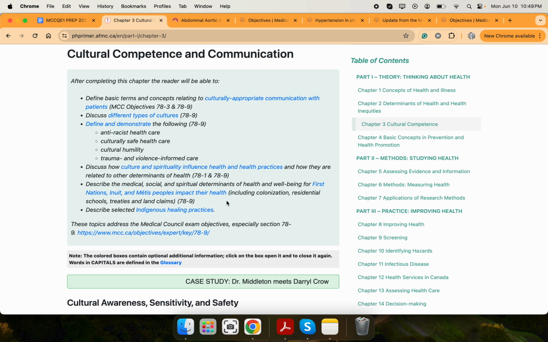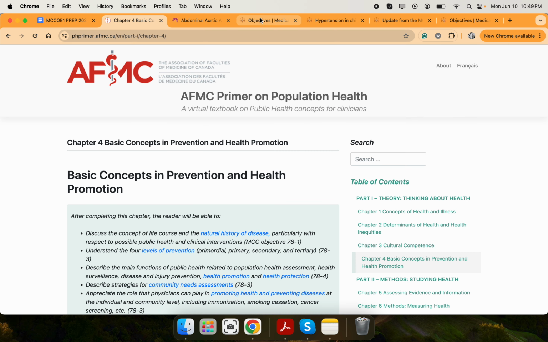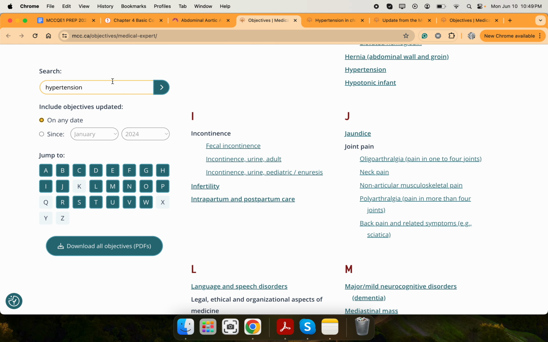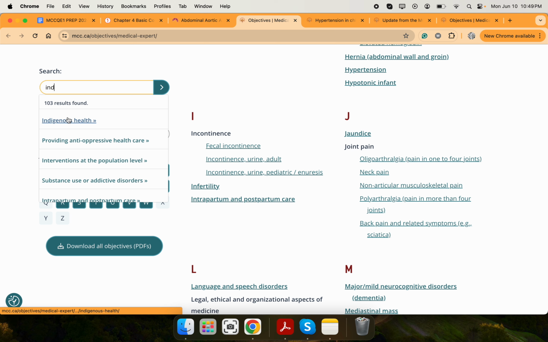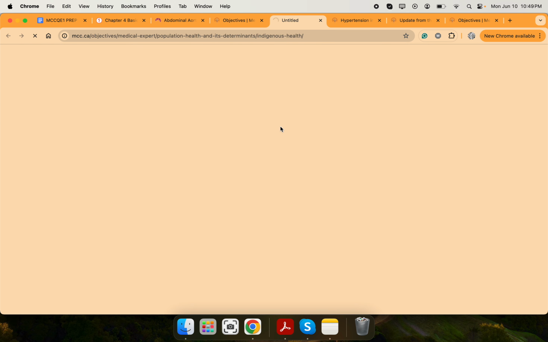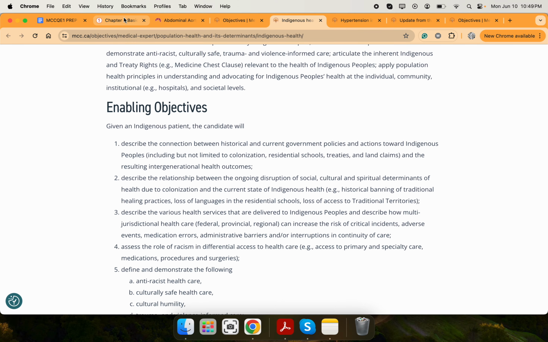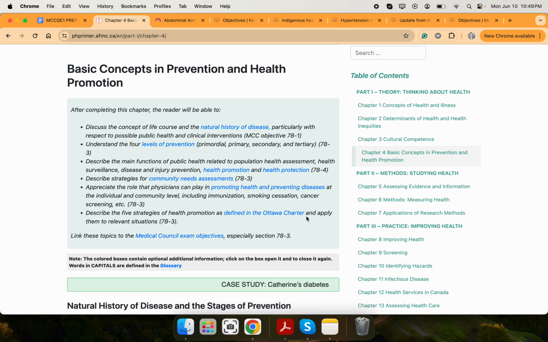It is good to study because if you don't have much knowledge about the indigenous community, that might be helpful, because the indigenous community is a topic which might be here. I'm just going to search for aboriginal or indigenous community as a topic in the MCC objectives. Okay, so there is an indigenous health topic here. That's what I'm saying: indigenous community or health questions can come up in the exam because they have given us an objective. So it is a good resource to see what you can study.